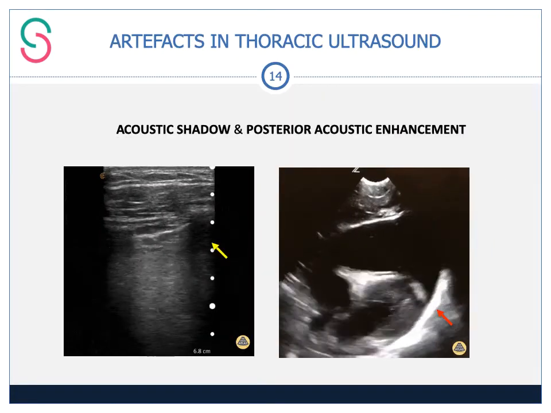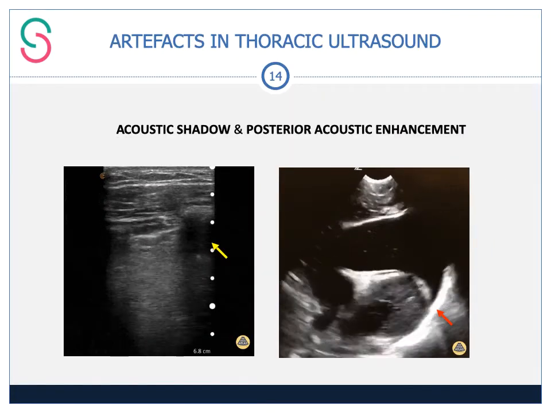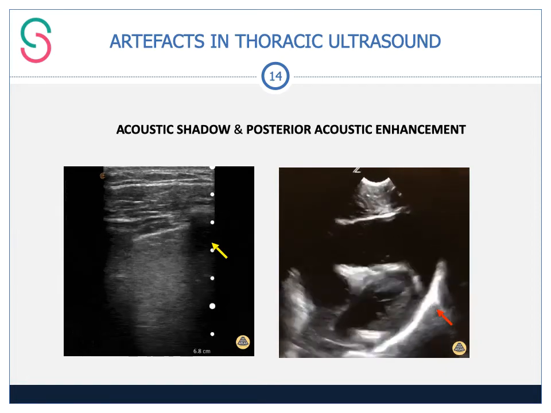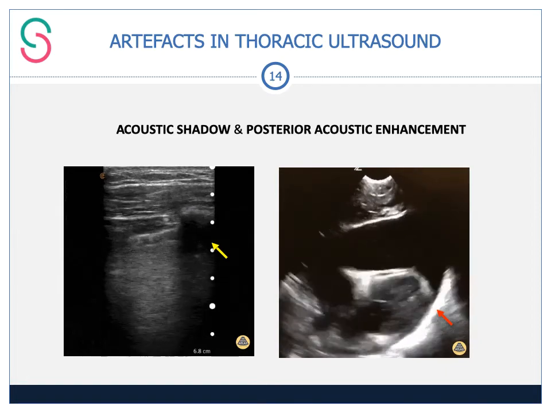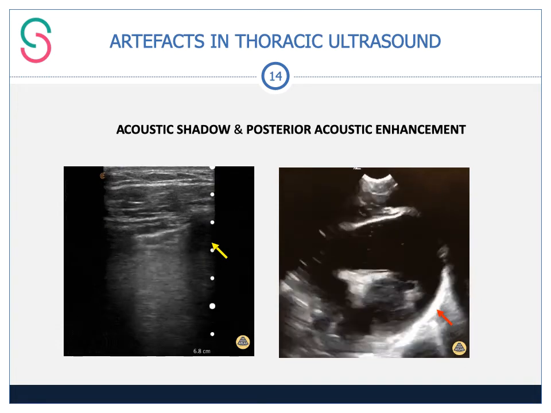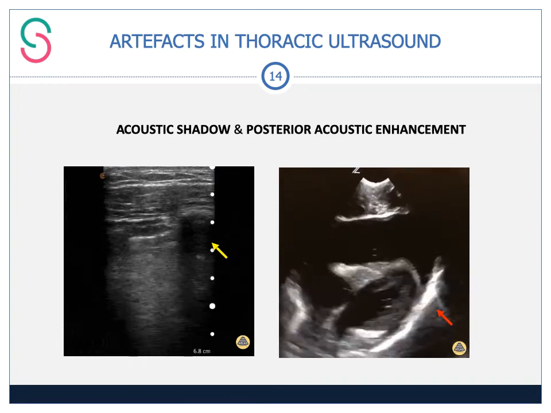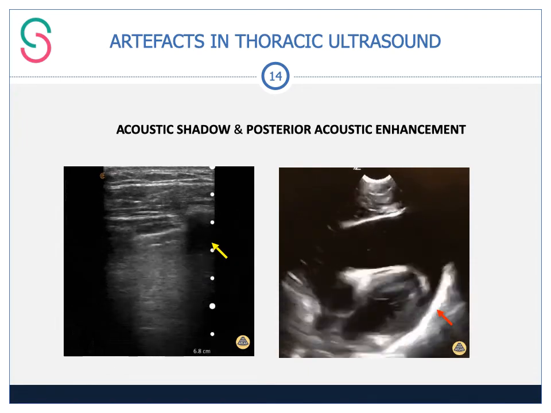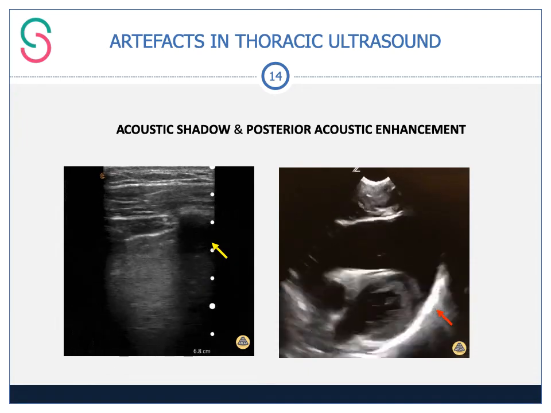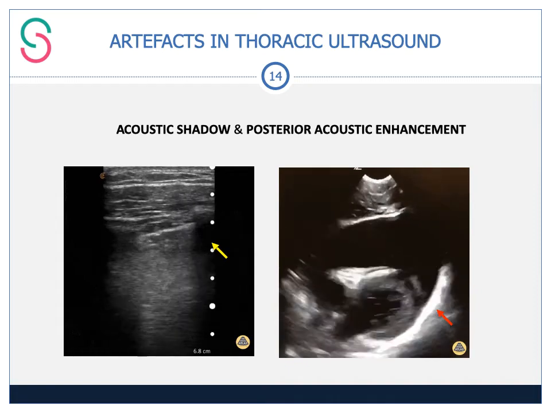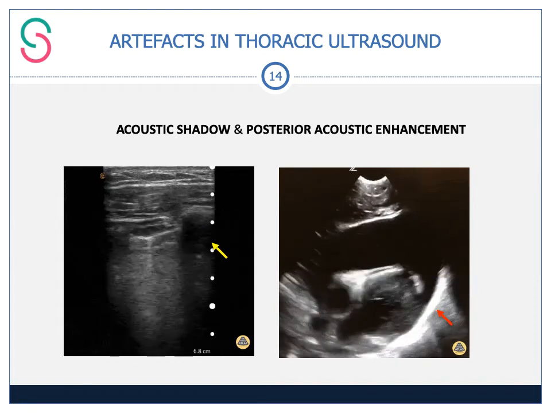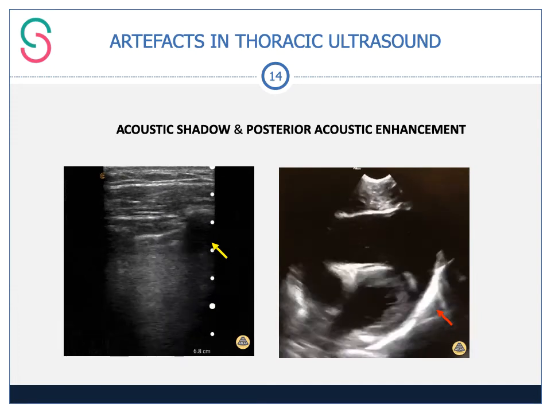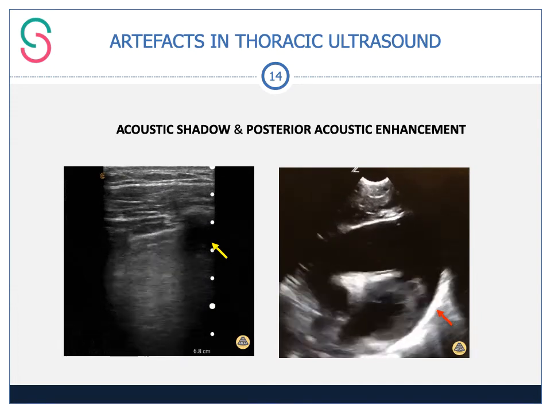Another example of this so-called posterior acoustic enhancement, where sound travels very quickly through fluid and then reflects off a structure posteriorly where the sound waves travel at a slower velocity, is this example on the right, where there's a large pericardial effusion and the ultrasound reflects off the pericardium posterior to the heart.